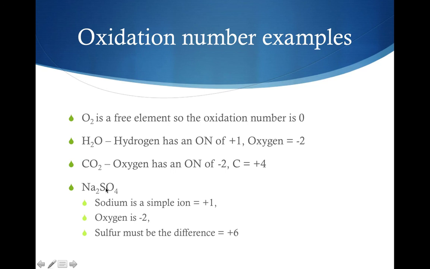Okay? Same idea here with sodium sulfate. So sodium's a simple ion, it's in group 1, so its charge is +1. There's two of them, so it's giving a charge of +2. Oxygen is -2. There's 4 of them, so that gives us -8. So we've got -8 and +2, which gives us -6. To get us back to 0, sulfur has to be the difference, so that has to be +6.